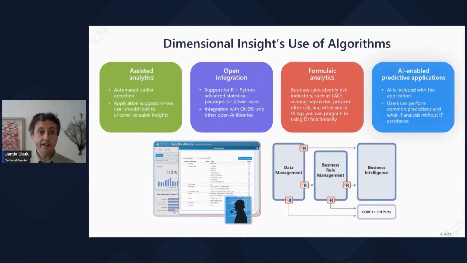For example, assisted analytics, which is our tool for automating the process of looking at different data points and seeing if there are any outliers that might be of interest. We're looking at regression analysis using R and Python, which can be integrated into our tools and used to do AI-like tasks. There are also formulaic analytics. We're talking about things like LACE scoring or industry-specific formulas that you can apply to your data and try to find insight. And also other AI-enabled applications. An example there might be predictive analytics, where you can build a model from the data and then use that model to look at.